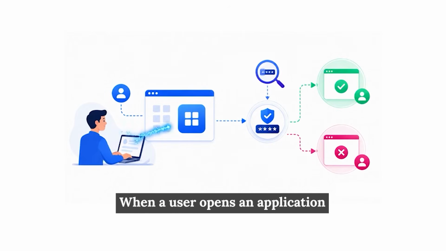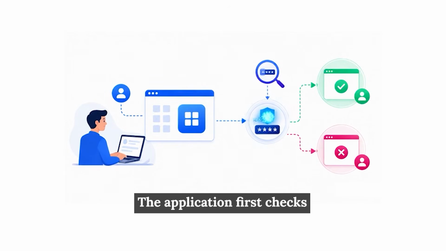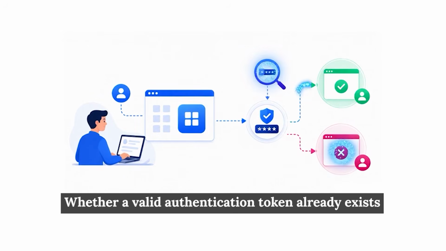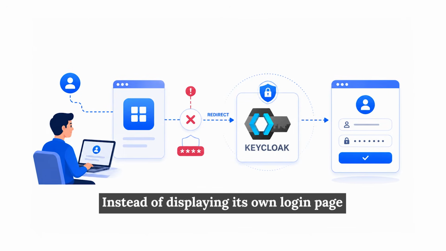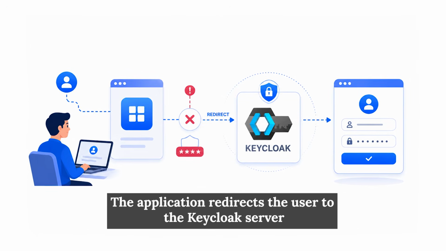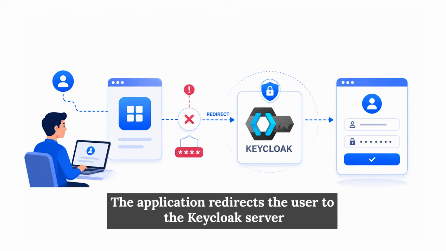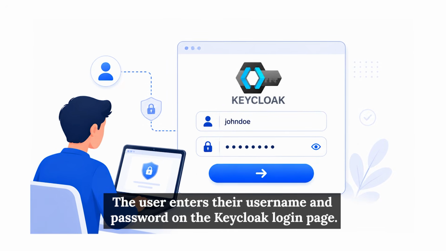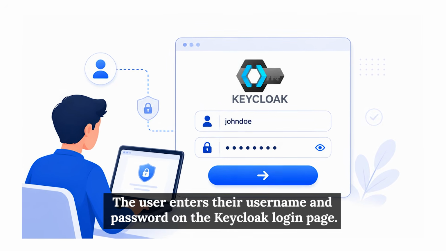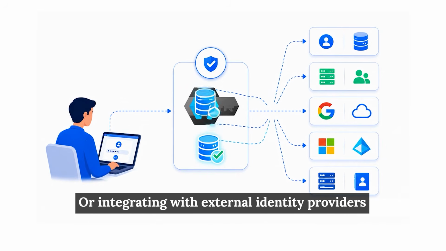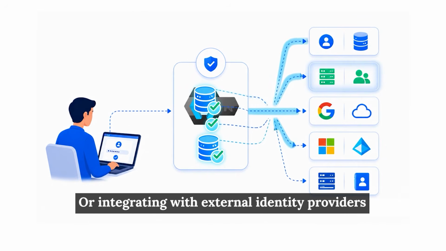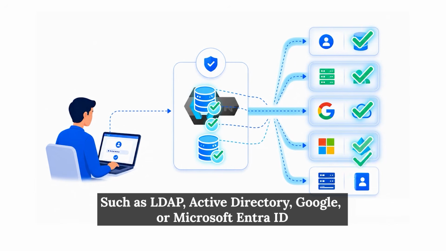When a user opens an application, the application first checks whether a valid authentication token already exists. If no valid token is found, instead of displaying its own login page, the application redirects the user to the Keycloak server. The user enters their username and password on the Keycloak login page. Behind the scenes, Keycloak validates those credentials by checking its internal user database or integrating with external identity providers such as LDAP, Active Directory, Google, or Microsoft Entra ID.